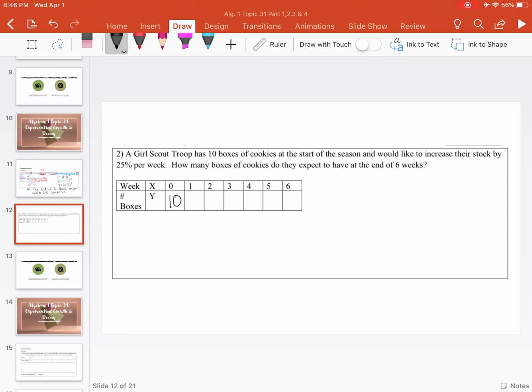So here, what we're going to do is, again, start off with CUBES. We're going to circle some numbers. We got 10 boxes of cookies, 6 weeks, 25%. Underline our question: how many boxes do they expect to have at the end of these weeks?